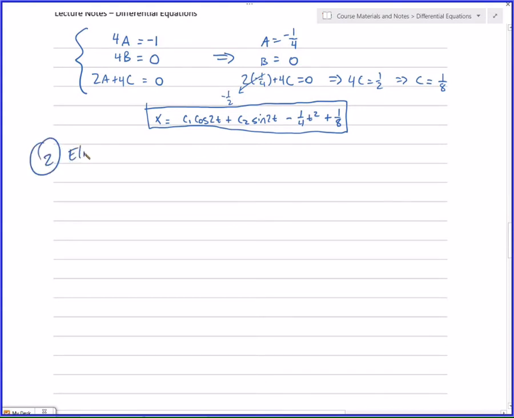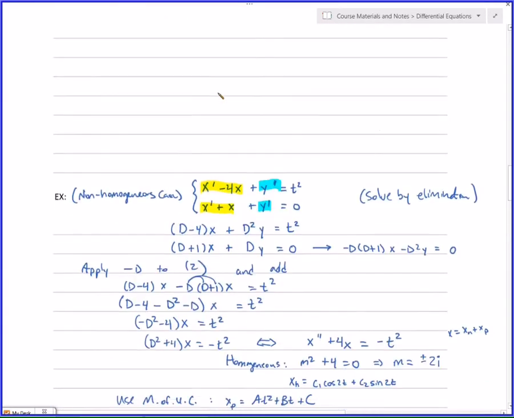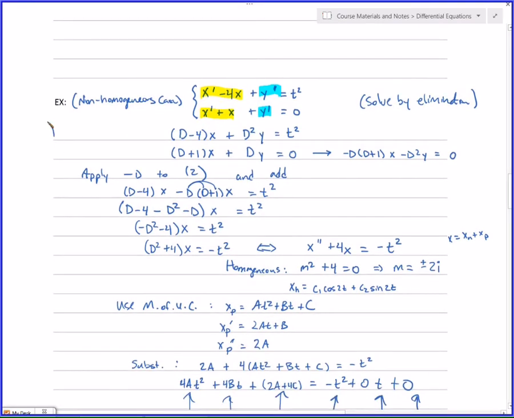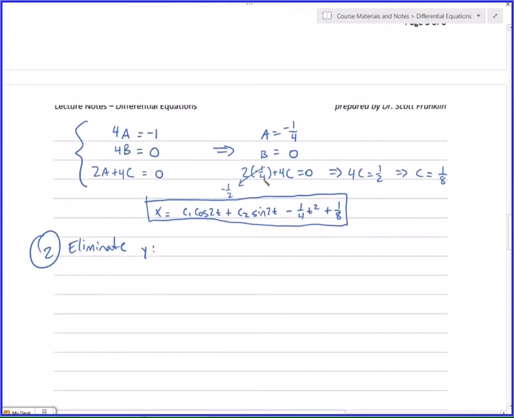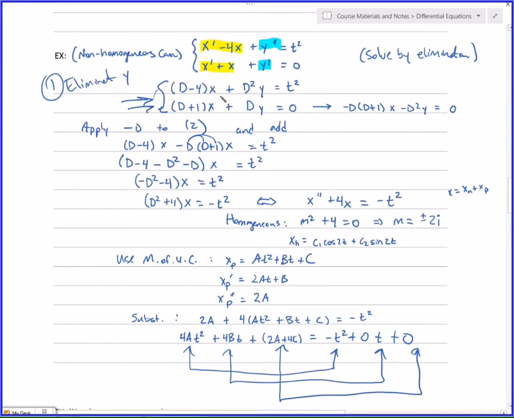Step 2. I guess I should have labeled step 1. This was step 1. Eliminate y. Actually, now we're eliminating x, right? Okay. So, now look at this guy, the one we started with. We're back up to here. Right there. We want to get rid of the x and be left with only y's.